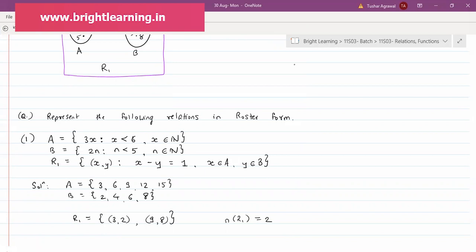So today we'll stop over here. In the next class, we will do some questions over this, and we'll start with probably functions. Some domain, codomain part is left, and after that we'll start with functions.